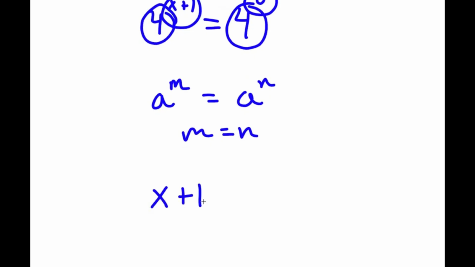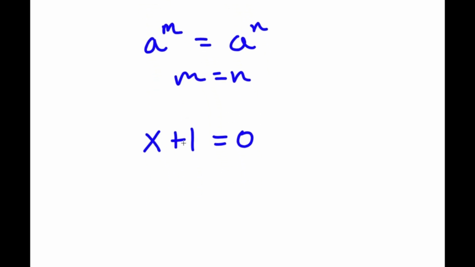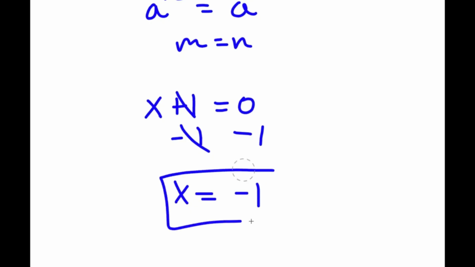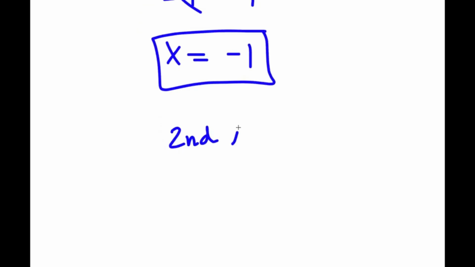So I have x plus 1 is equal to 0, and this is a simple equation. All I have to do is subtract 1 on both sides. These two cancel out, and I'll be left with x is equal to negative 1. Now, I actually have a second method of solving this problem.